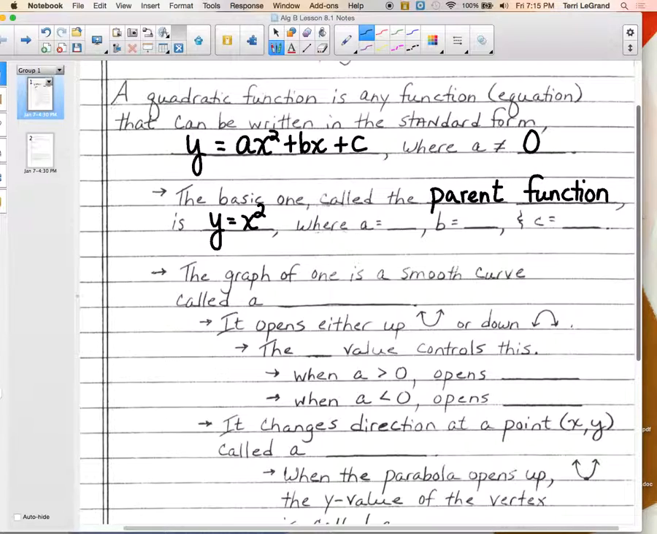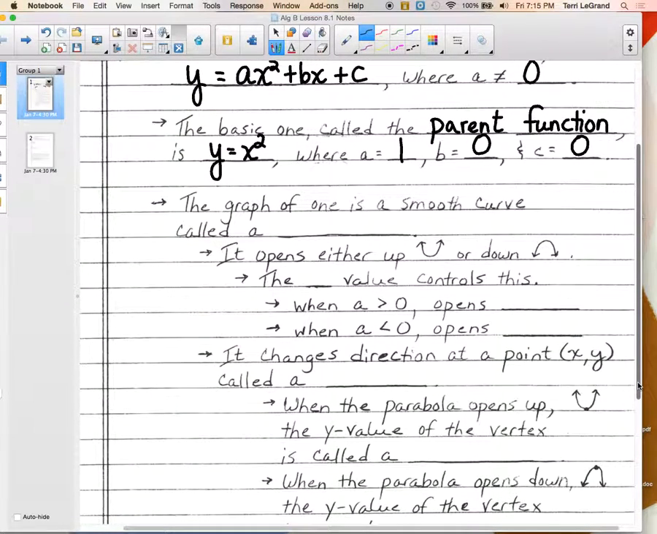So when we talk about the parent function y equals x squared, the a value, how many x squareds are there? The a is equal to 1. The b, because there are no x's, had to be equal to 0. And because there is no constant, c was 0 also. Because when you multiply x times 0, you'd have 0x, they'd be gone. When you add 0, that doesn't change anything, so that can be dropped off also. So our parent quadratic function is pretty basic, y equals x squared.